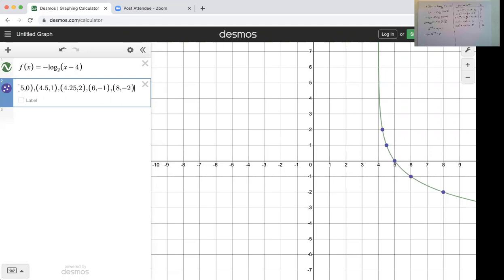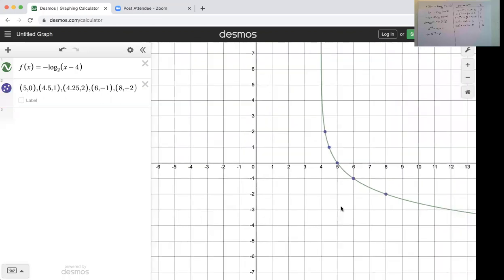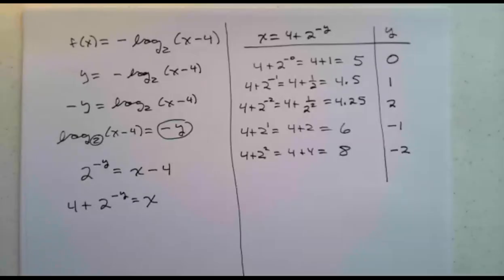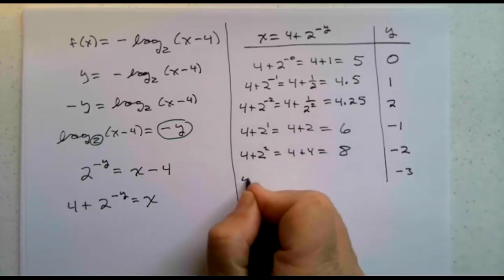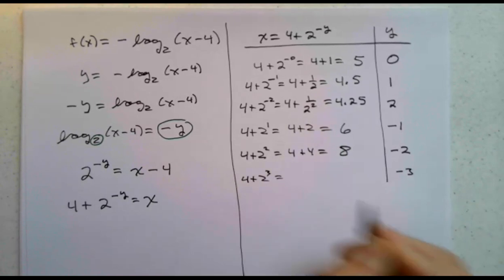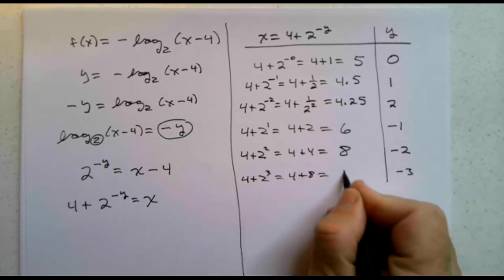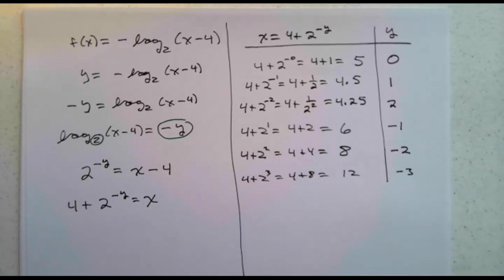Domain 4 to infinity, range all real numbers. So we are looking at those points. If you had created those points by hand, hopefully you could draw a reasonable graph showing the asymptote coming up here at x equals 4. And also showing that it's gradually trending down in that direction. Okay, so what are we going to do next? Maybe just get one more point for fun, negative 3. 4 plus 2 to the negative of negative 3, 4 plus 2 to the third, 4 plus 8 is 12. So we have 12, negative 3 there. So those are the points for y equals f of x.